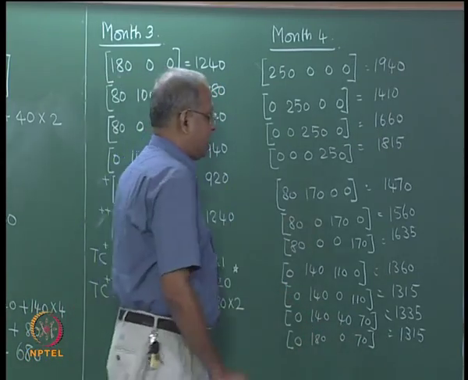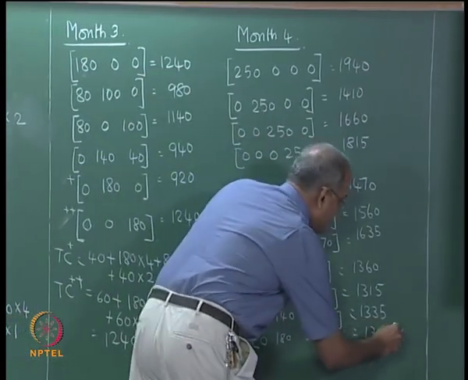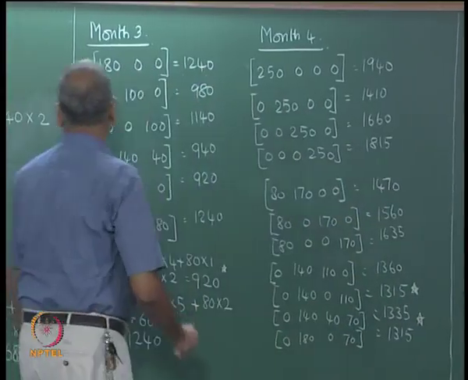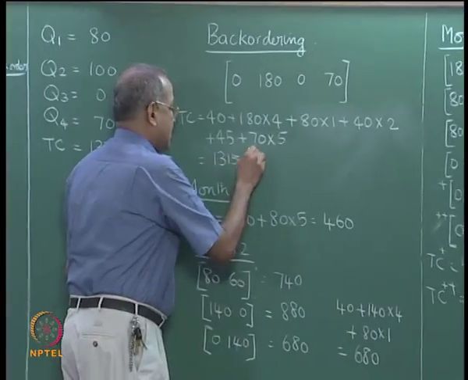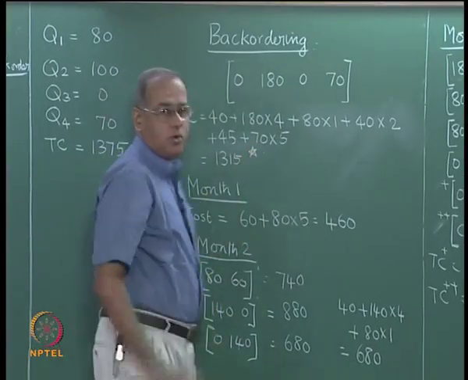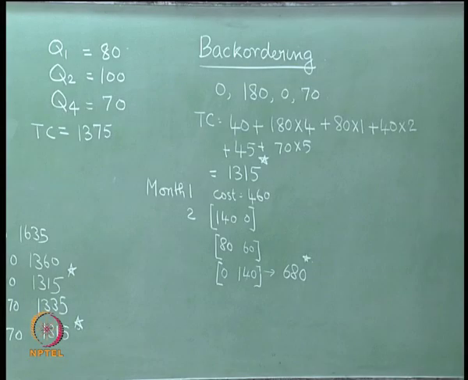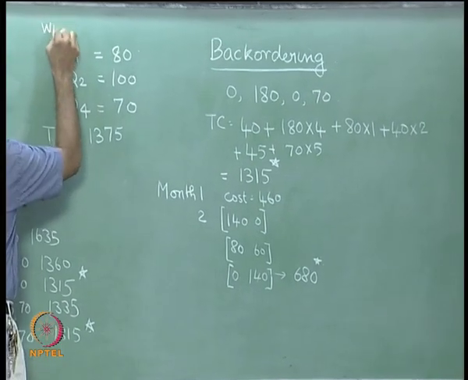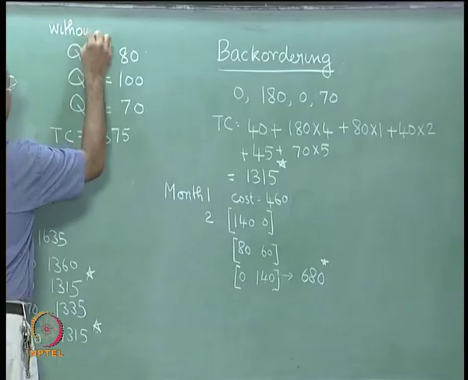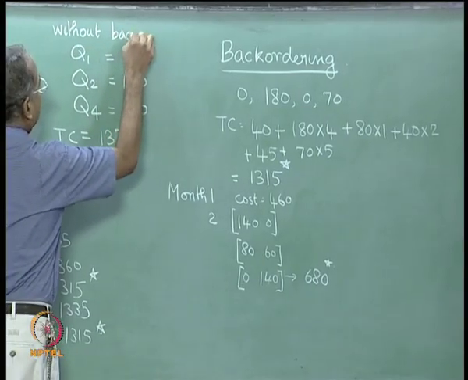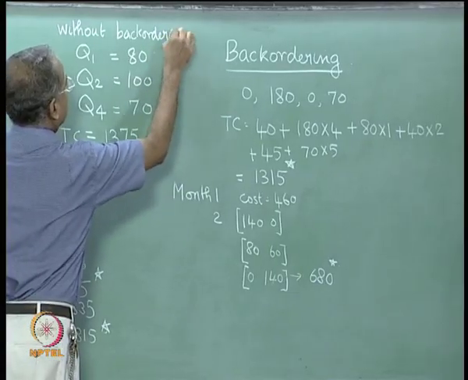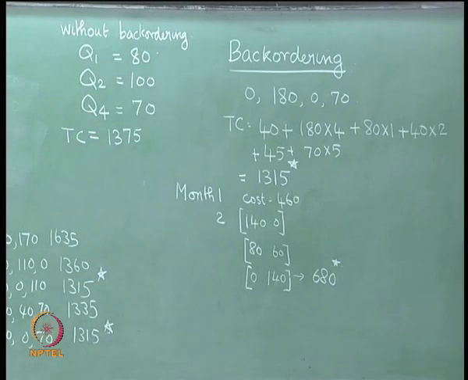Now, we realize that the best value happens in 2 instances, which is 1315 here, which also happens to be the solution here that we showed. Compared to 1375 of the earlier one, this is the solution without back ordering. And these are solutions with back order.